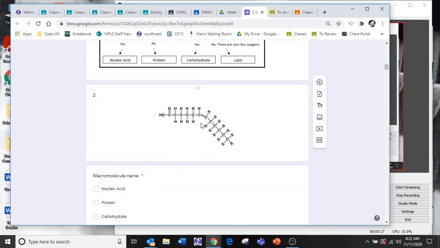So I can tell that this lipid is an unsaturated fat, meaning it's an oil. The reason I know that is it has a bend in it. If it was just straight across, that would be called saturated, which means it would be like butter. It would be hard.